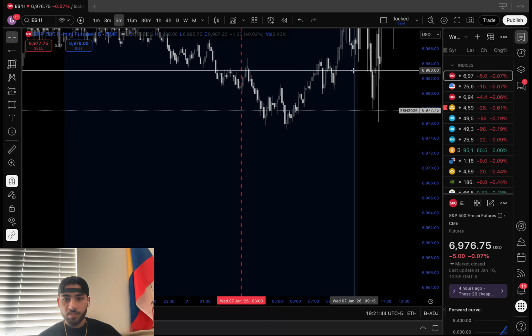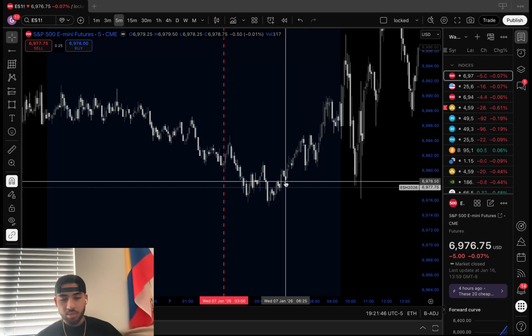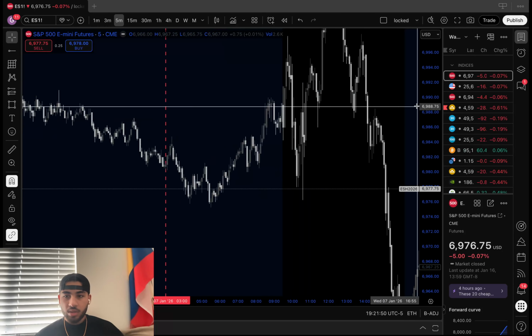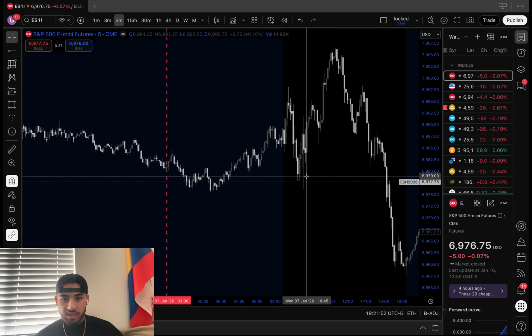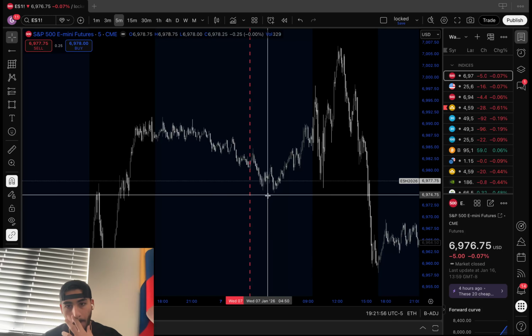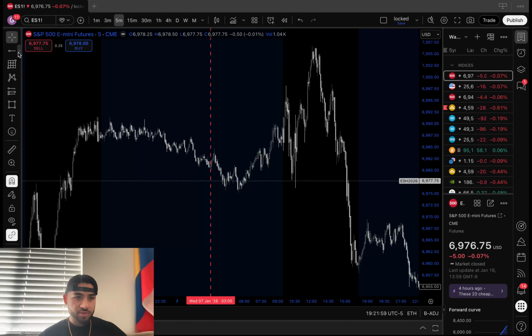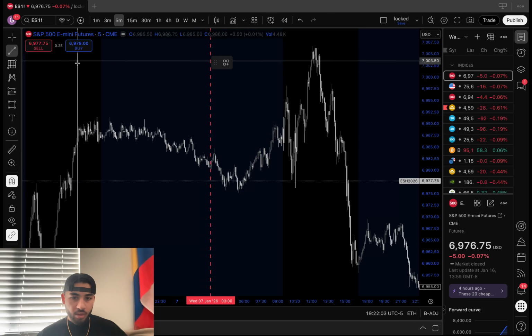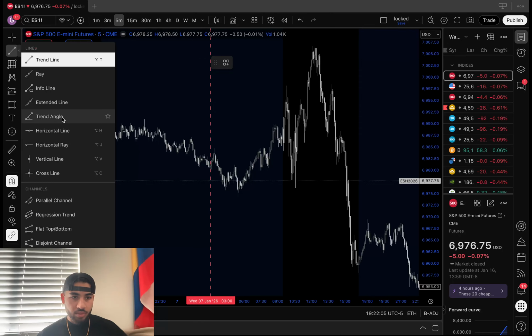Okay, this is good. This should once again be manipulation, reversal, continuation. Or no, no, this is it. Actually, it's good. I like this one. But this one's a little more confusing because we completed the move up, and that's why we dumped at New York open. But wait, wrong one.